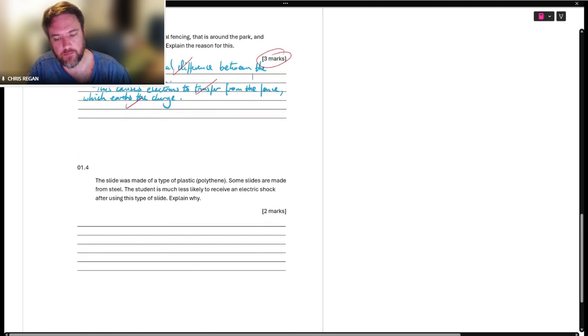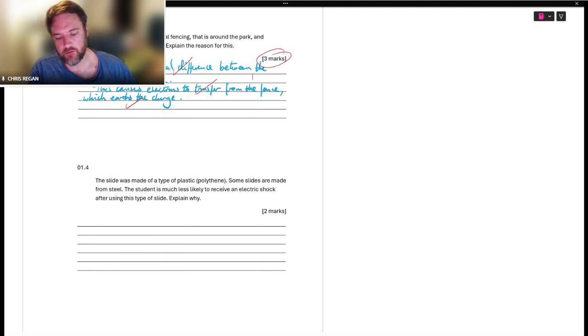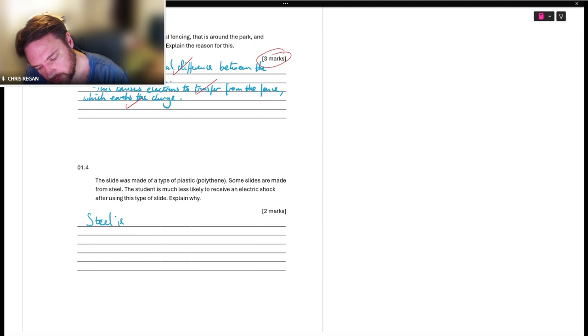Okay, final part. The slide was made of polythene plastic. Some slides are made from steel. The student is much less likely to receive an electric shock after using this type of slide. Explain why. Okay, so this one's just 2 marks. Okay, and the first mark should be fairly common. So steel is a better conductor than plastic.